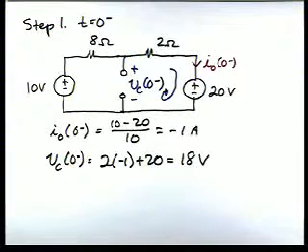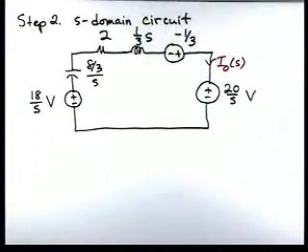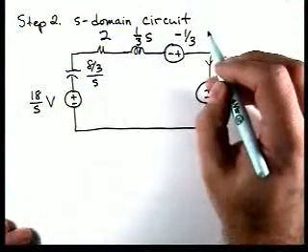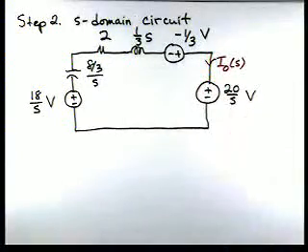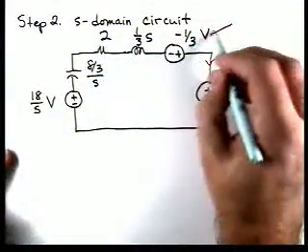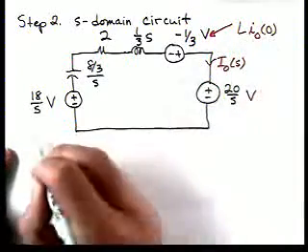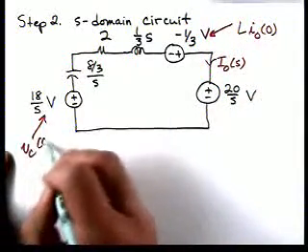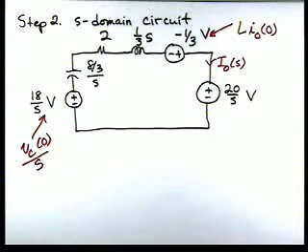Now step 2 says draw the S-domain circuit. So here's our S-domain circuit, and for instance, this element is L I0 of 0, and this one is VC0 over S. So that's how our initial conditions get entered into the circuit.